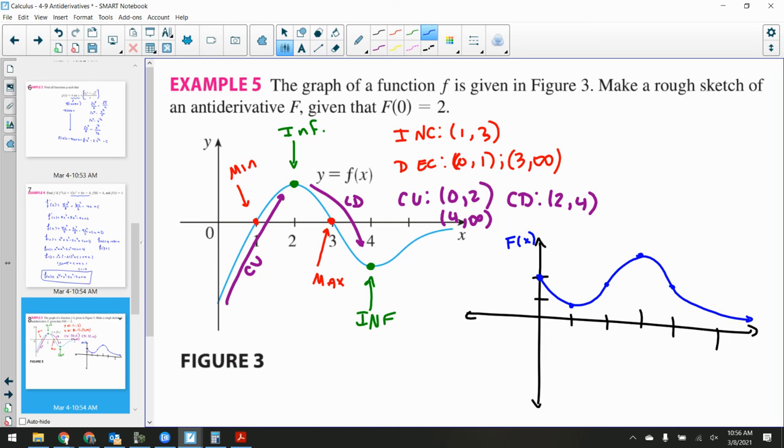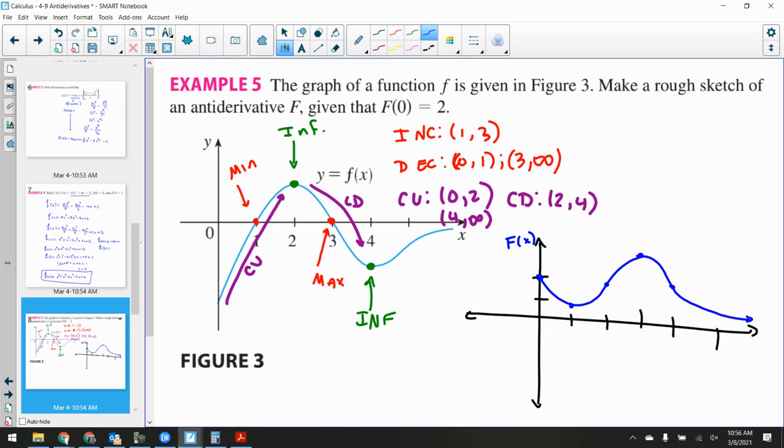Now, could I have made those minimums and maximums stretch out? Yeah, I didn't necessarily know where those were occurring. I just knew that they were going to occur at those x values. Same thing with the inflection points. I could have made them higher or lower on the graph, but I don't necessarily know exactly where they are.